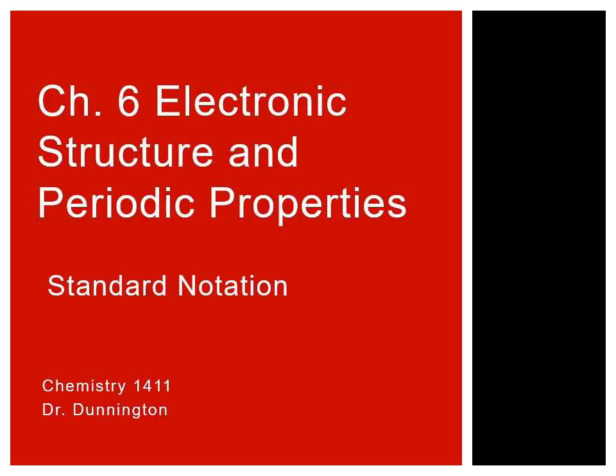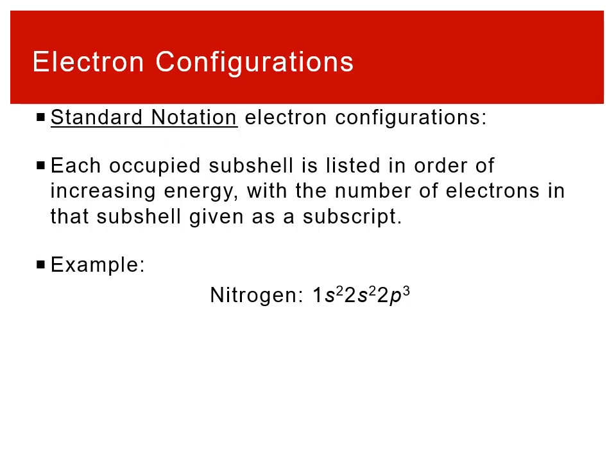Now we want to actually come up with some electron configurations, and we're going to start with standard notation. The idea behind standard notation is that for an atom, you give every single subshell where there are electrons and how many electrons are in there. So standard notation is one of the basic representations of just where the electrons are and, importantly, how many you have.